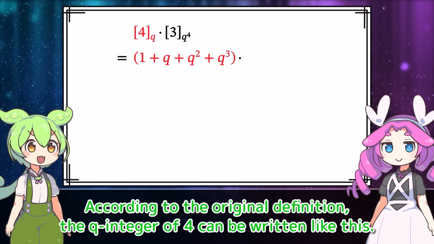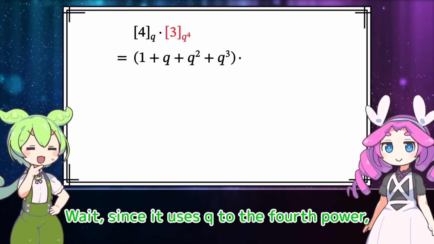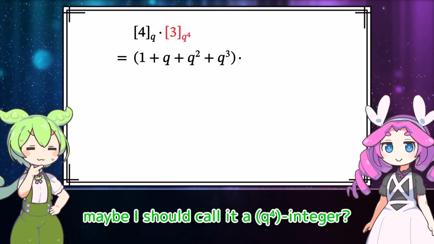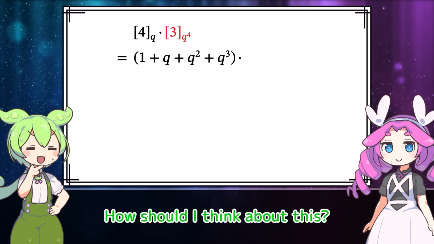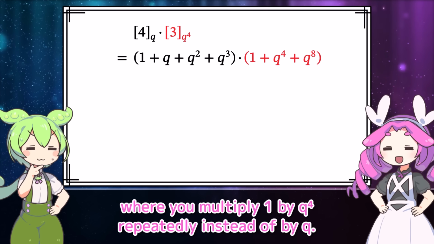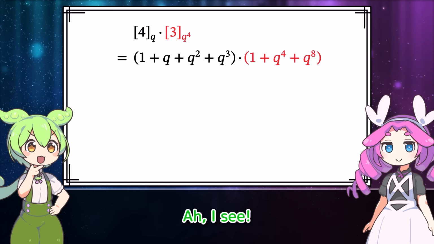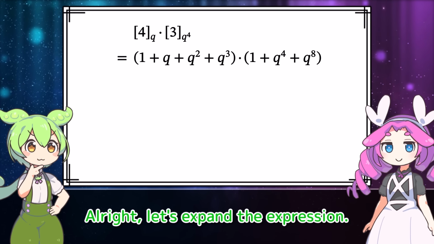According to the original definition, the q integer of 4 can be written like this. And the q integer of 3 is? Wait, since it uses q to the 4th power, maybe I should call it a q to the 4th power integer? How should I think about this? Think of it as adding up terms where you multiply 1 by q to the 4th repeatedly instead of by q. Since we're looking at the analog of 3, there will be 3 terms. Ah, I see. Alright, let's expand the expression.